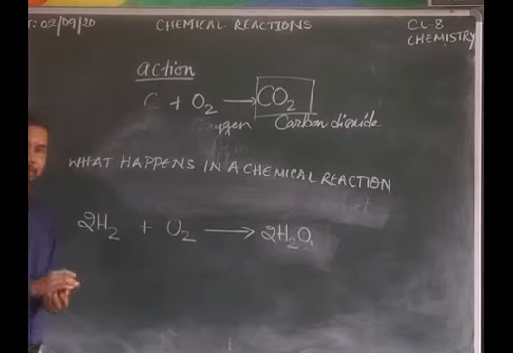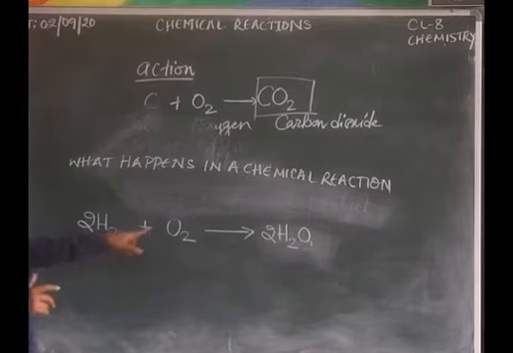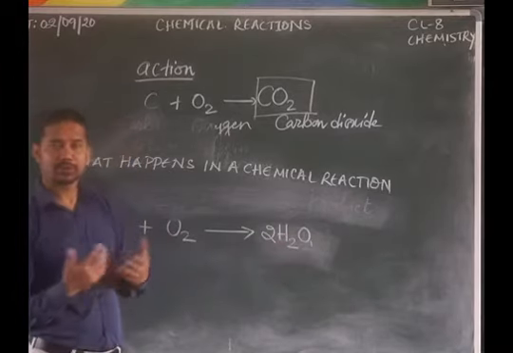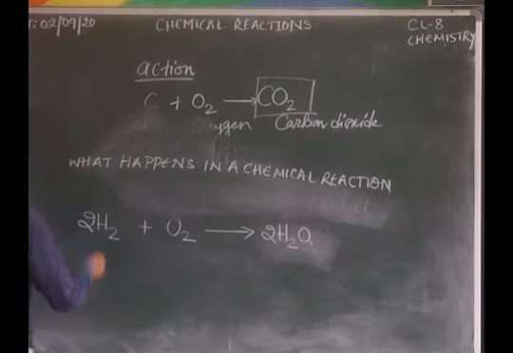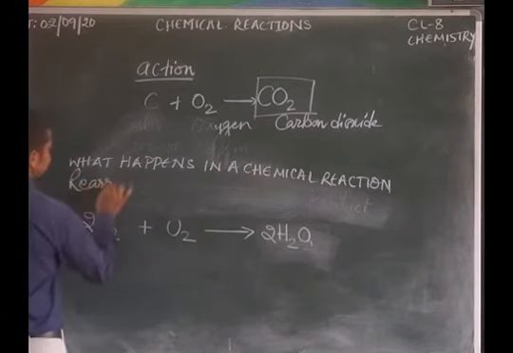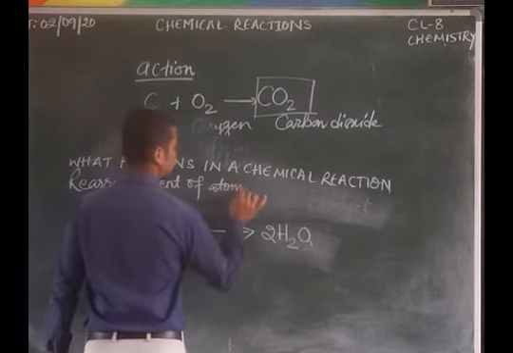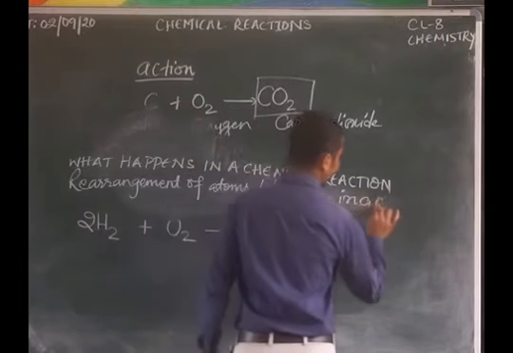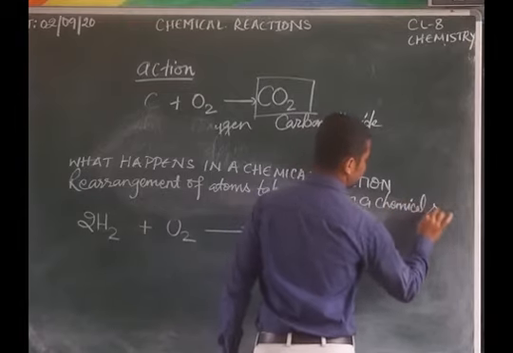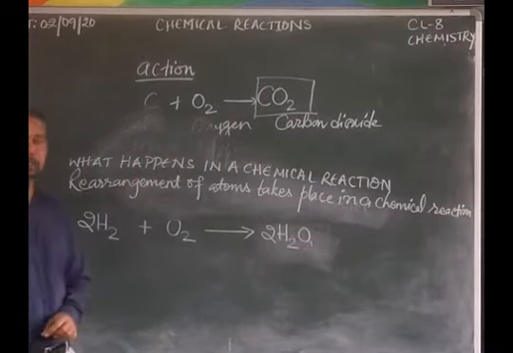Let's see that. I am saying the same atoms should be there on the other side, means what is happening? This side hydrogen is there, this side oxygen is also there, this side also hydrogen and oxygen are there. So what is happening? A chemical reaction is all about rearrangement of atoms. Rearrangement of atoms takes place in a chemical reaction.